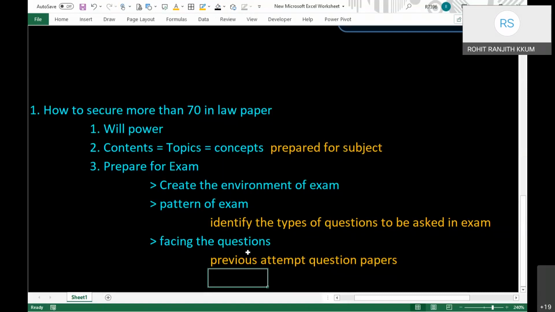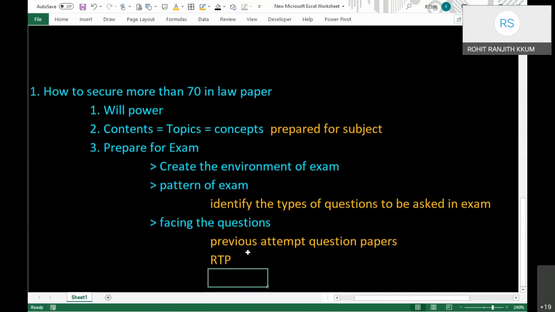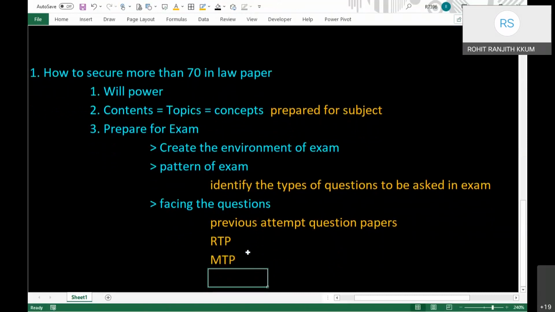All right. Second treasure for your questions is you can solve RTP. RTP means here the revision test paper. Have you heard about it? Revision test paper and model test paper. That's called the MTPs. Here also you're going to get very unique kind of questions.